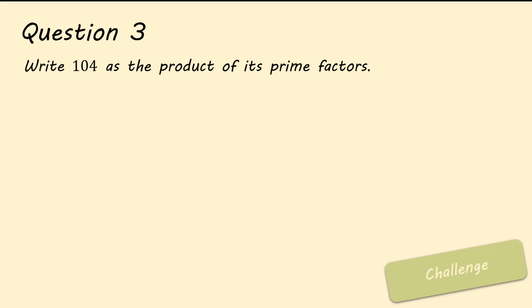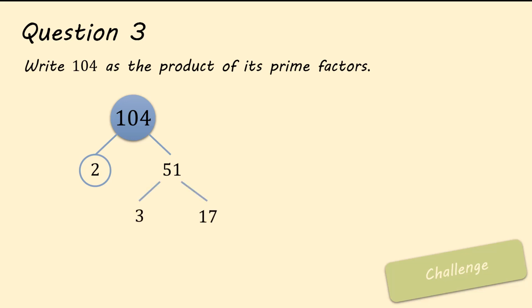Question 3. Write 104 as the product of its prime factors. 104 is 2 times 51. 2 is prime, so circle it. 51 is 3 times 17. 3 is prime, and 17 is also prime, so circle both. Therefore, 104 is 2 times 3 times 17.